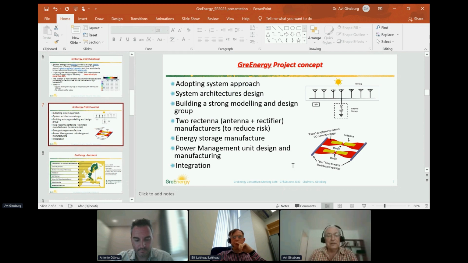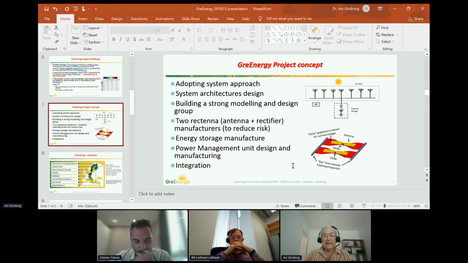Our project took a system approach, which starts with architecture design, not only to have the antenna and the rectifier, but to think on the whole system. So we started with system architecture design. Then we have a strong modeling group and design group to design the rectifier and the antenna, and also the overall system.